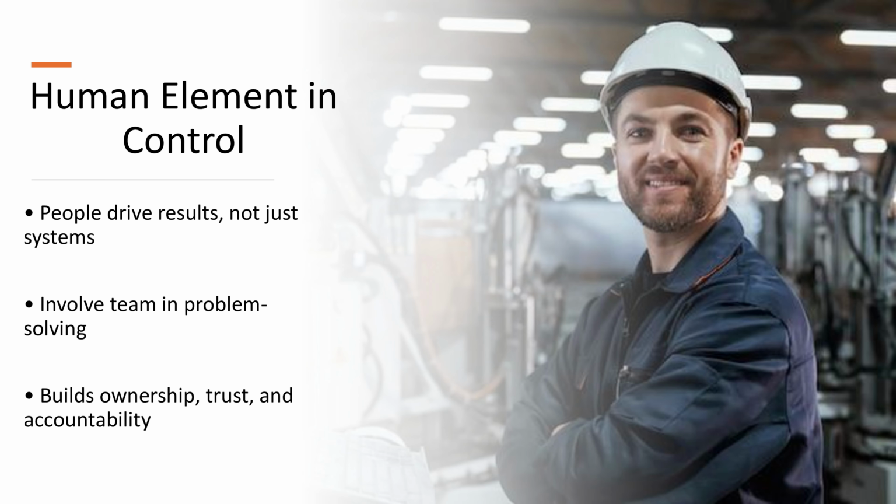And now we move on to the human element of control. Even the most advanced systems depend on people. When implementing corrective action, I involve the team, not just to fix issues, but to take ownership of solutions. This approach builds confidence, accountability, and a sense of shared purpose. With corrective actions in place, let's conclude by reviewing how control supports success and ISA readiness.